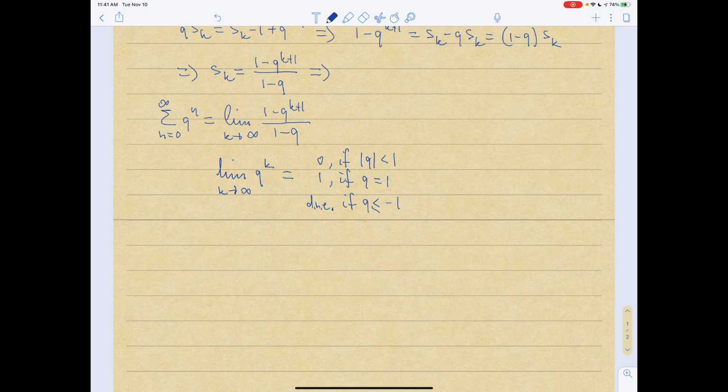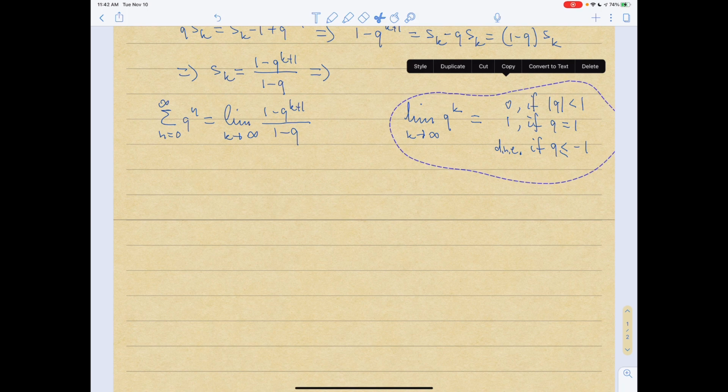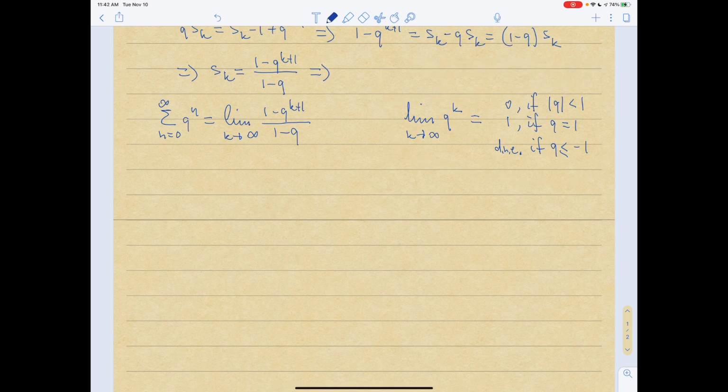And lastly, what is the remaining choice? It's q greater than 1. So if q is greater than 1, then a number greater than 1 to the power k, we showed it before, goes to plus infinity. So the fourth possibility is infinity, and that is if q is strictly greater than 1. Okay, so we have all of these choices here.